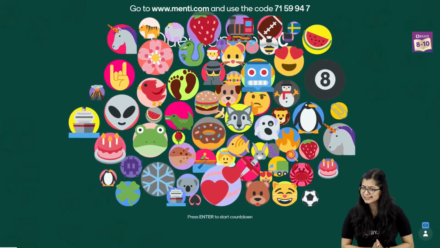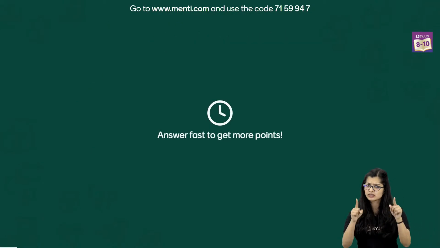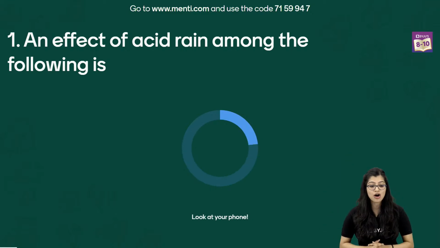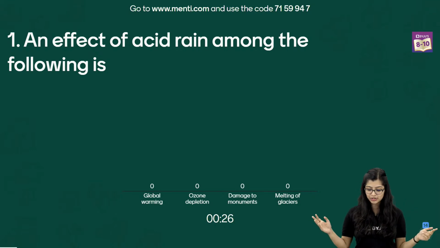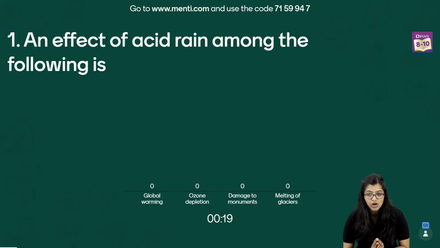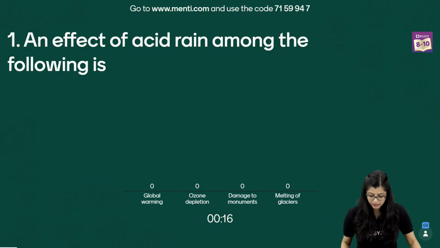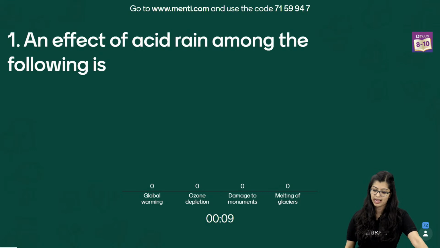We'll get started. Okay then, let's start the countdown. Answer fast to get more points. So okay, Janvi, the code is up here. An effect of acid rain among the following is global warming, ozone depletion, damage to monuments, or melting of glaciers. It's okay, Mayank. It's okay, Janvi. You can take in the code. You can still join in. Not a problem. The code is up on top as you can see. You can join in. You have 15 seconds. What do you think is the effect of acid rain?